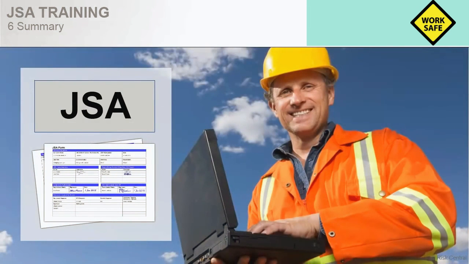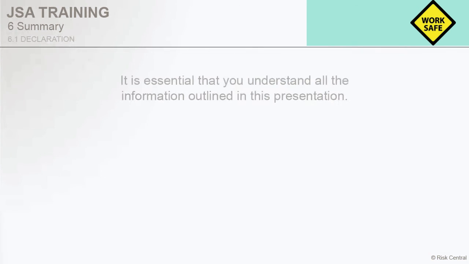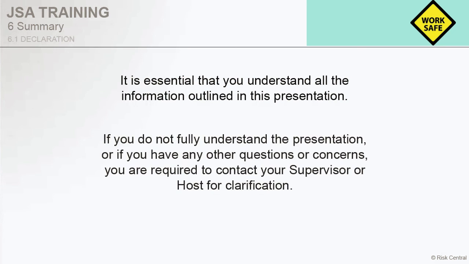If you are tasked with producing a JSA or signing off on a JSA and you're unsure of the process or the outcomes of the JSA, then you should talk to your supervisor or safety professional before signing the document and before starting the task. It is essential that you understand all the information outlined in this presentation. If you do not fully understand the presentation, or if you have any other questions or concerns, you are required to contact your supervisor or host for clarification.